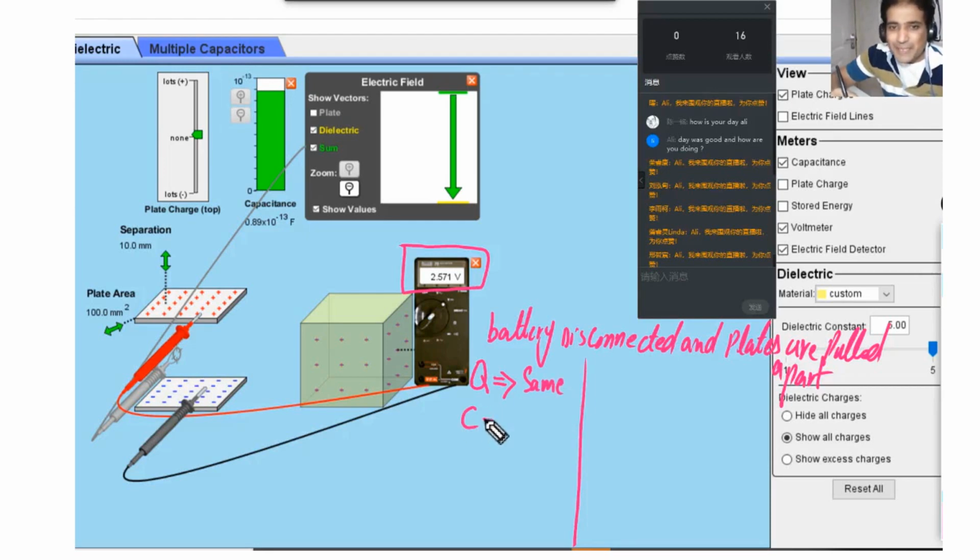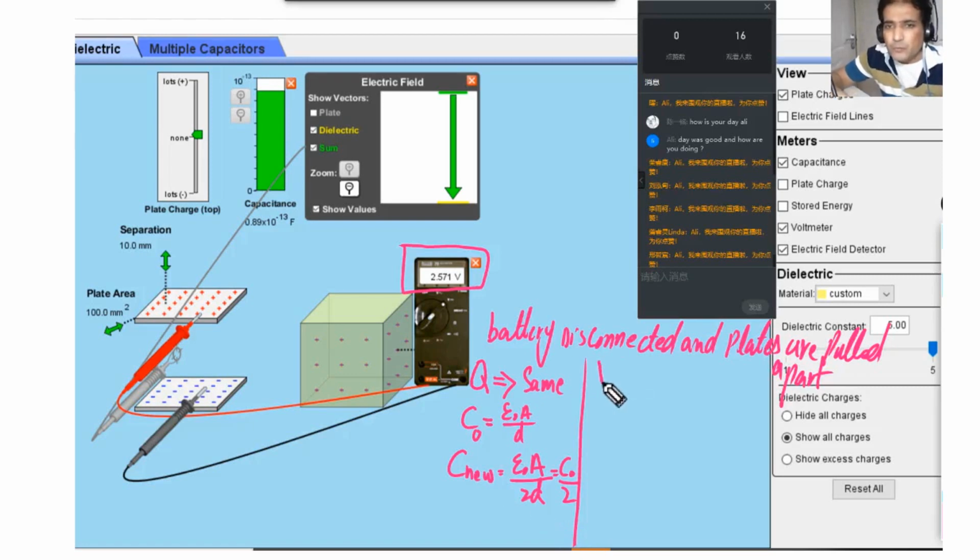Now, how about the capacitance? The initial capacitance C naught, for example, is equal to epsilon naught A over d. But now if we need to calculate C new, it is epsilon naught A over 2d. The area is not changing, epsilon is a constant, and the distance is doubled, 2 times. So this has to be half, so we get C naught by 2. It means the capacitance of the capacitor has decreased to half.